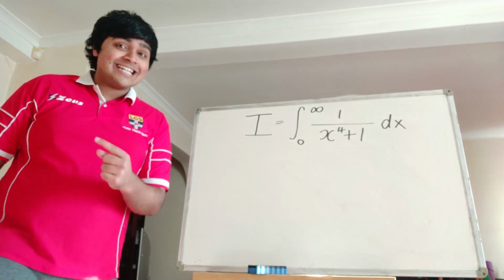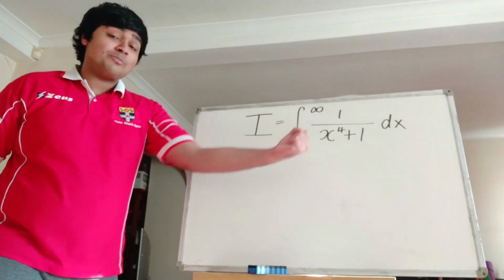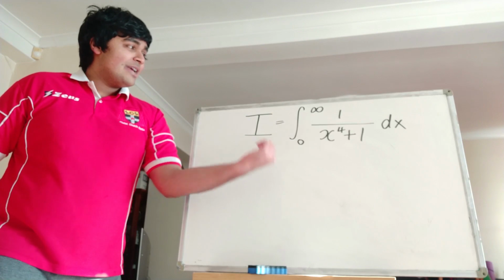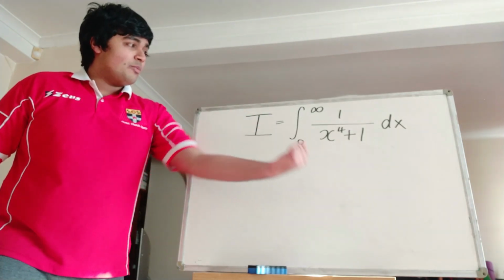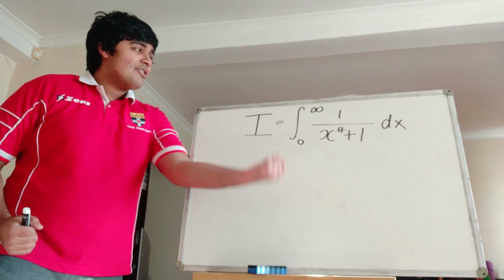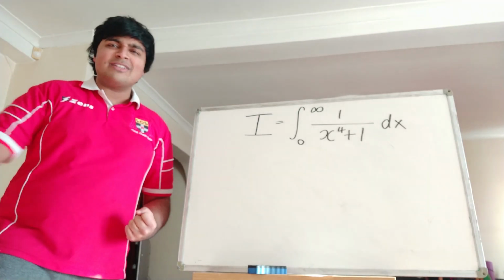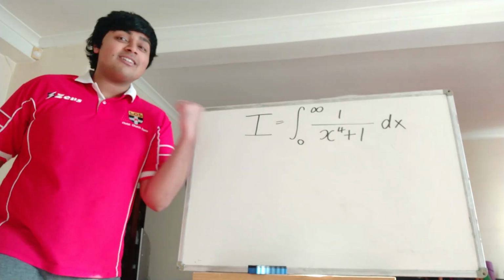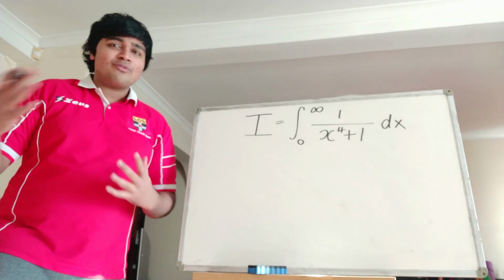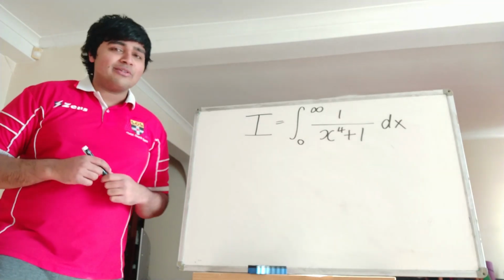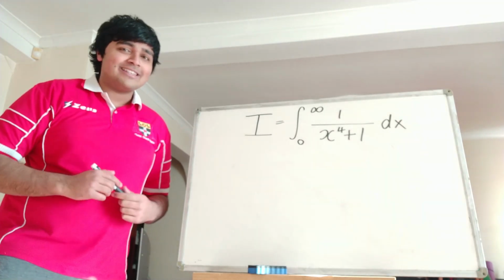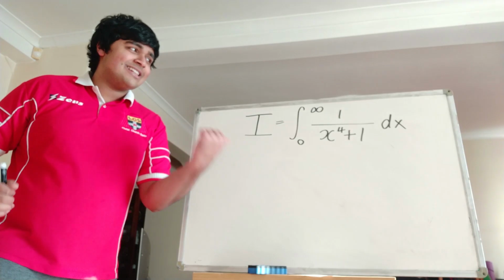Now before I get stuck into the video, I should say that Dr. Peyam has made a really good video in which he integrates 1 over x to the n plus 1 from 0 to infinity, where n is some positive integer bigger than or equal to 2, but that does use complex analysis. If you're familiar with complex analysis, I really recommend you go and check that out as well. A link for that will be in the description below, but check it out once you've seen this video.